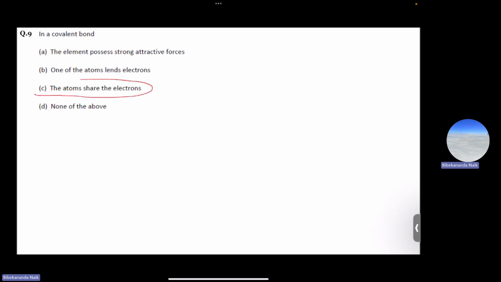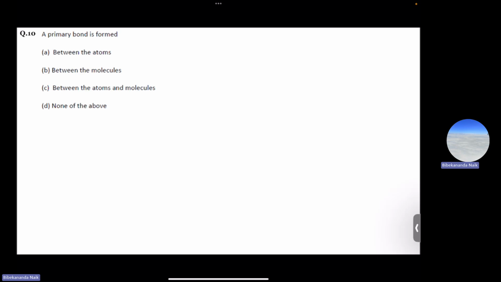The atoms share the electron. But if you talk about option B, one of the atoms lends electrons, it is not possible because in case of a covalent bond, the bond is formed as a result of sharing of electrons between the two constituent atoms. So the correct option will be option C, that is, the atoms share the electron.